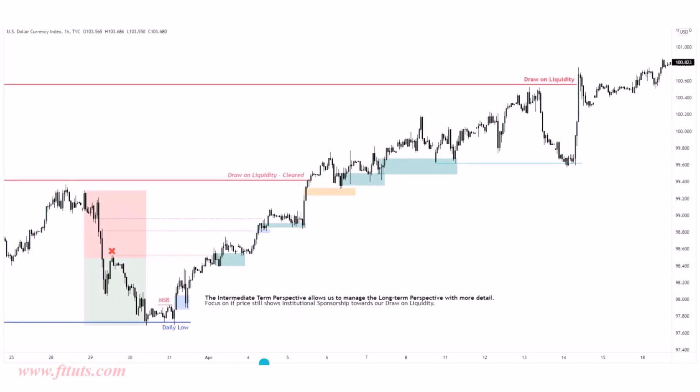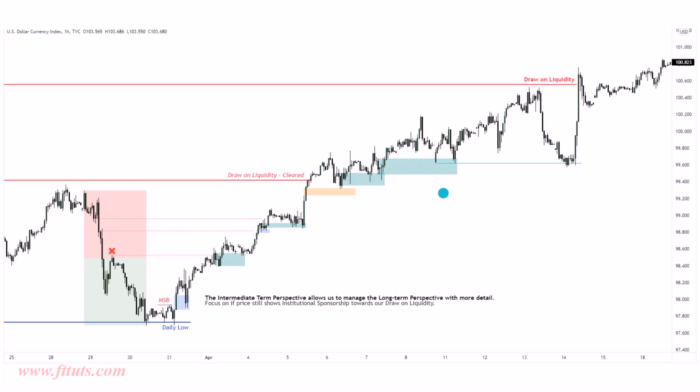Okay, and you want to ask yourself, is institutional sponsorship still remaining bullish when we clear our drawn liquidities? Okay, so this is how you can manage the parent order flow. Did we take the draw liquidity and break down lower? No, we didn't. Institutional sponsorship still remains bullish, and we can see that in the form of imbalances holding, which is support, down close candles still holding, support, highs being broken, which is resistance levels being broken.